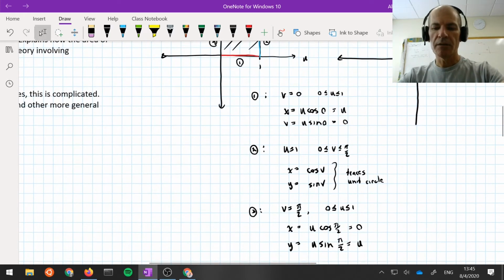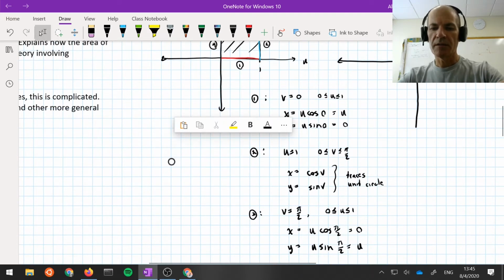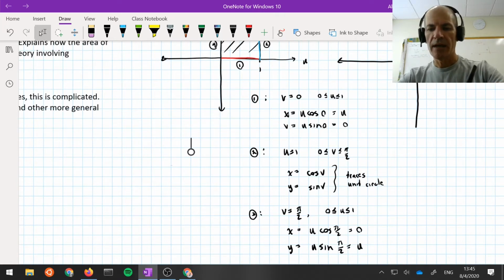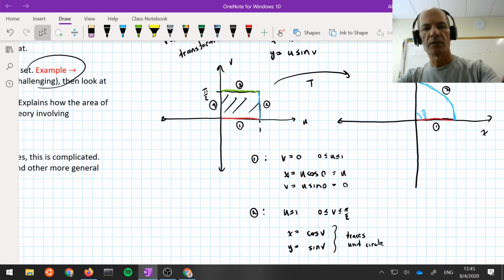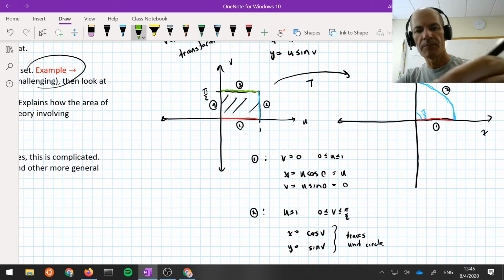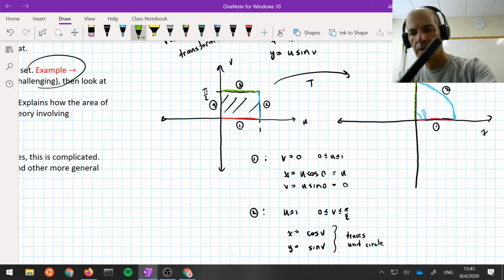So what we see here is in the range, we're going to get the set of points 0 for x coordinates, and y is going to go from 0 to 1 because u is between 0 and 1. So if you haven't guessed it already, it's this side right here. And we're going to label that side 3.